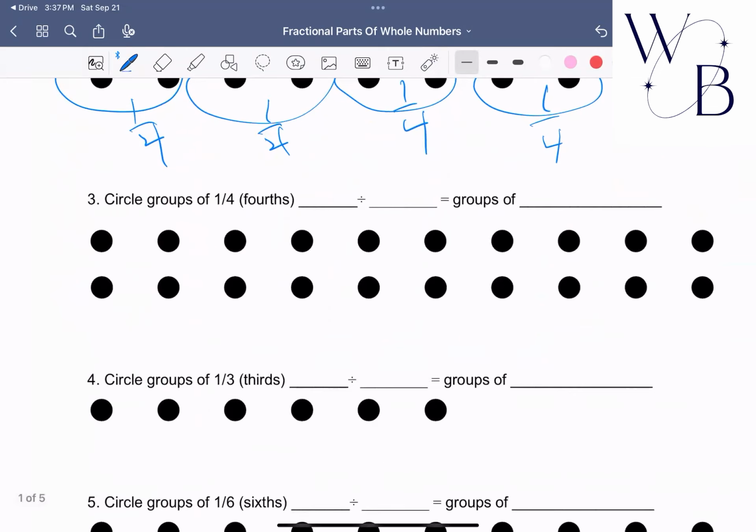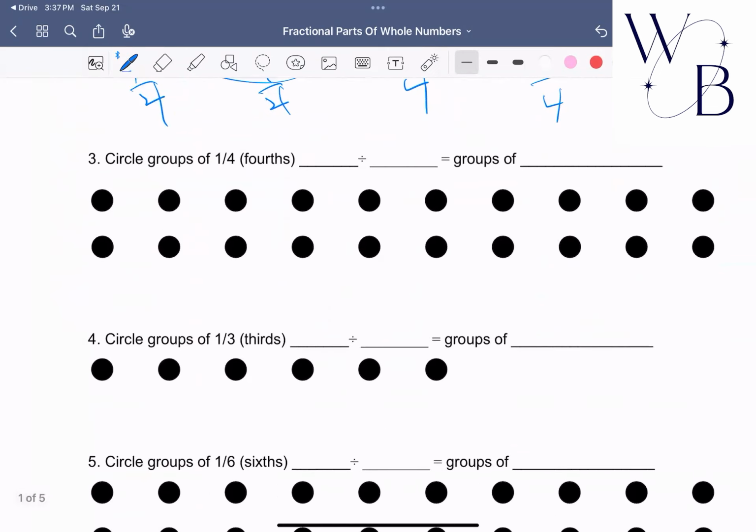Let's look at number 3. Circle groups of 1/4. So we've got to find out how many circles we have in total. So we have 1, 2, 3, 4, 5, 6, 7, 8, 9, 10. So we have 20 circles in total. And we want to make fourths, so we're going to divide by 4. So 20 divided by 4 is 5. So I'm going to make groups of 5.